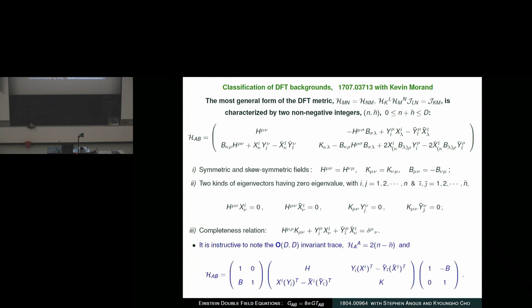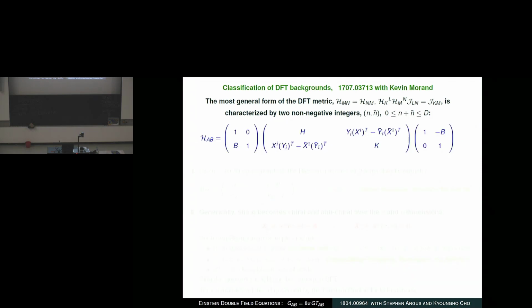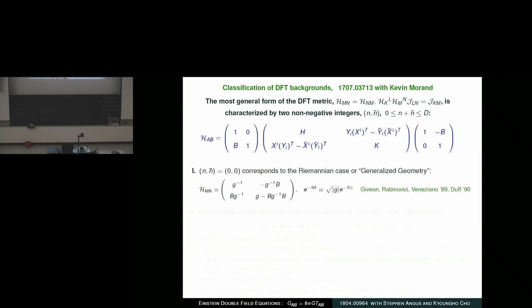It is instructive to note the O(D,D) invariant trace given by 2 times (n minus m bar). So this remains invariant under any T-duality rotations. And also note that the B field acts in this adjoint manner. So clearly when n and m bar are trivial, or 0, 0, this corresponds to the well-known Riemannian parameterization of the generalized metric. Or in the vielbein formulation, which I don't show in detail here, it gives what is known as generalized geometry a la Hitchin.